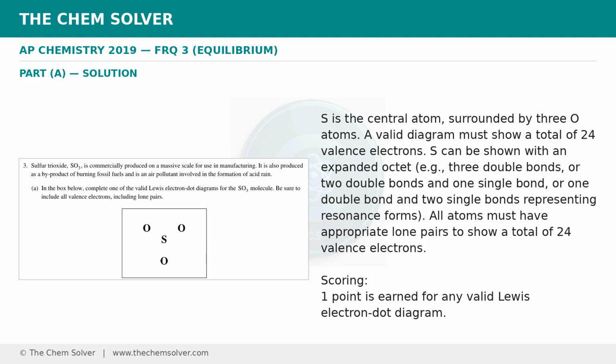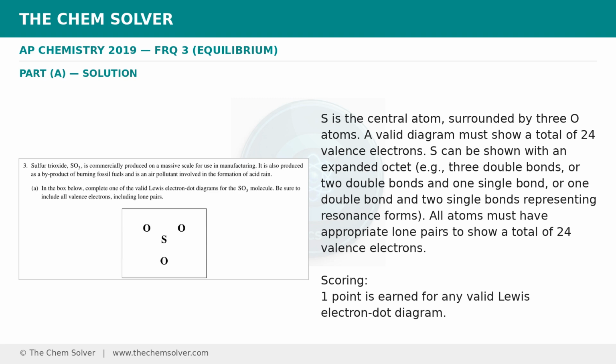S is the central atom, surrounded by 3 O atoms. A valid diagram must show a total of 24 valence electrons. S can be shown with an expanded octet, e.g., 3 double bonds, or 2 double bonds and 1 single bond, or 1 double bond and 2 single bonds representing resonance forms. All atoms must have appropriate lone pairs to show a total of 24 valence electrons.